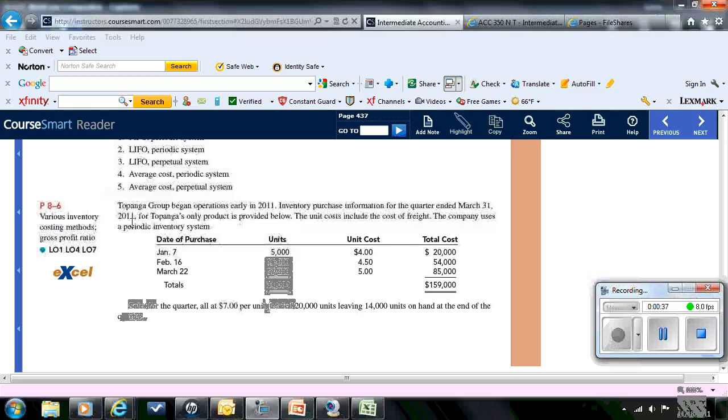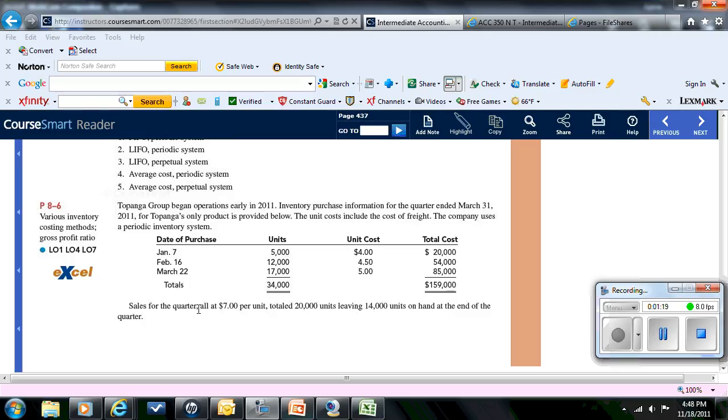So problem 8-6 deals with a new company that begins operation in 2011. The first inventory that they purchased will start their operations on January 2nd. That's 5,000 units at $4 each, which gives us an extended cost of $20,000. You see we have two other purchases on February 16th and March 22nd. The problem gives you the units, the unit cost, and the total cost. They're nice enough to total up for you. So we have the total units that were purchased, 34,000, and a total cost of 159,000.